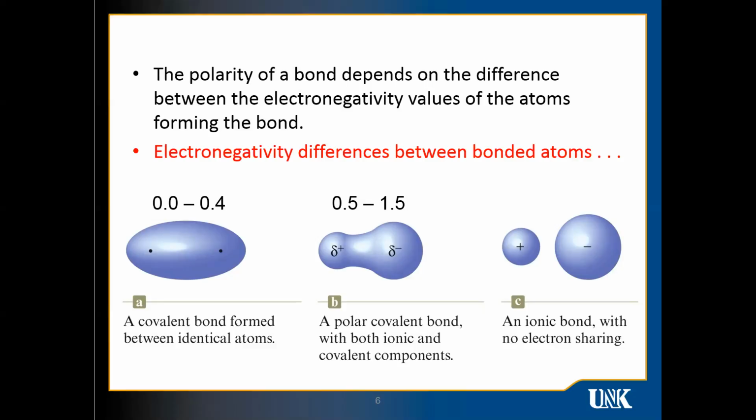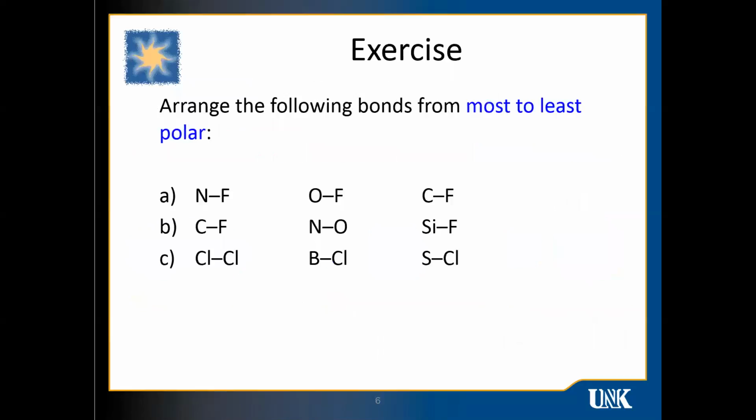The atoms still form a covalent bond, but the electron sharing is not equal, and that's reflected in the larger difference in electronegativity. Finally, if the difference in electronegativities is over 1.5 between the two atoms, that's when we tend to have ionic bonds formed. There's no sharing. Instead, one or more electrons are completely transferred from one atom to the other.